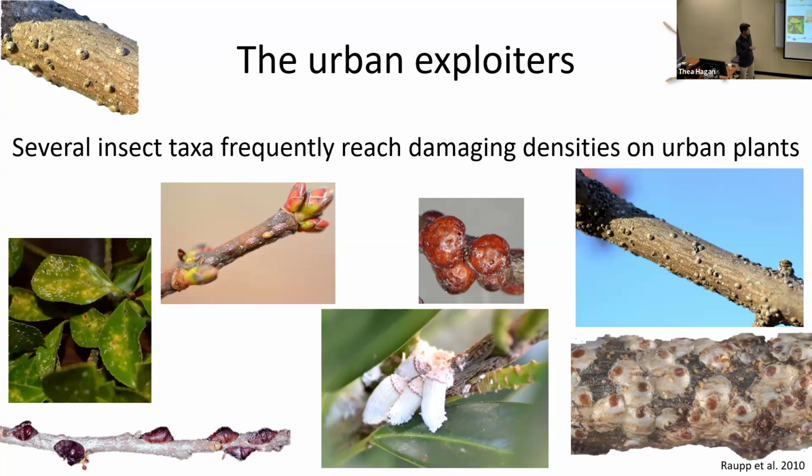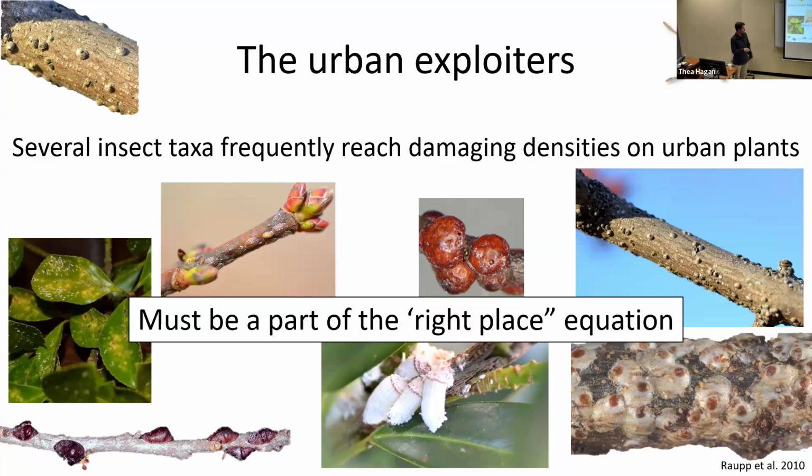Many of these are native, some of them are not. We do have lots of invasive scale insects. But in both scenarios, they seem to behave like invasive organisms when you put them in a city. So I would argue this has to be part of the right place equation. When we're thinking about right plant, right place, we've got to think about the critters that live on those plants and the outcomes of putting that plant in a stressful urban situation.